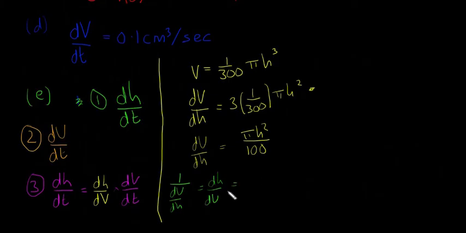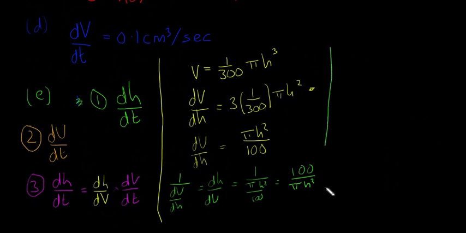So that means dH/dV is going to be equal to 1 over pi h squared over 100, and that's equal to 100 over pi h squared. So whenever it's 1 over a fraction, you can just flip the fraction like this. It's kind of a little trick. So 100 over pi h squared. So now we can fill in this here.